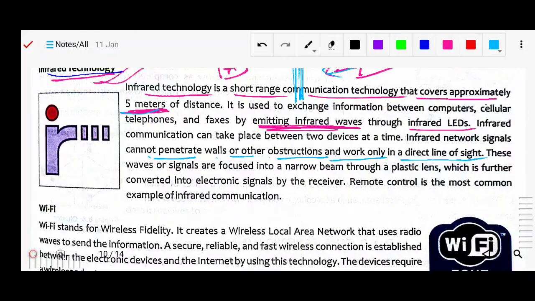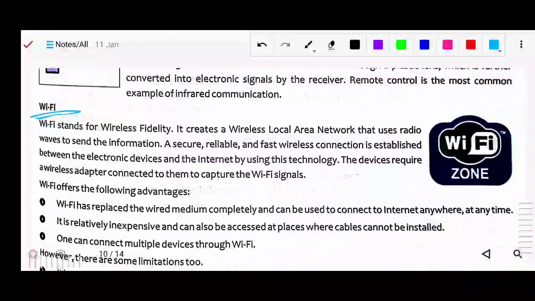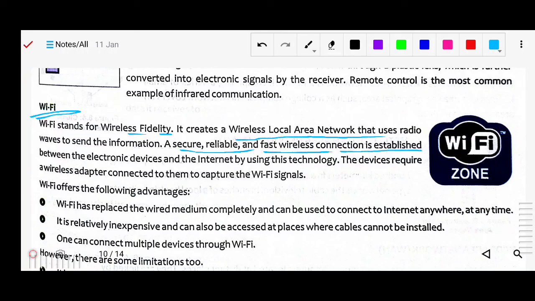Now the next part is Wi-Fi. The another kind is Wi-Fi. Wi-Fi stands for wireless fidelity. It creates a wireless local area network. It uses radio waves to send information. A secure, reliable and fast wireless connection is established between electronic devices and the internet using this technology. The device requires a wireless adapter to capture the Wi-Fi signals.